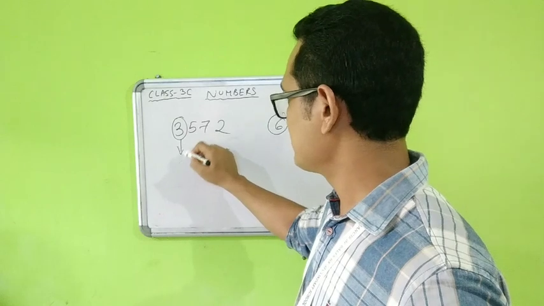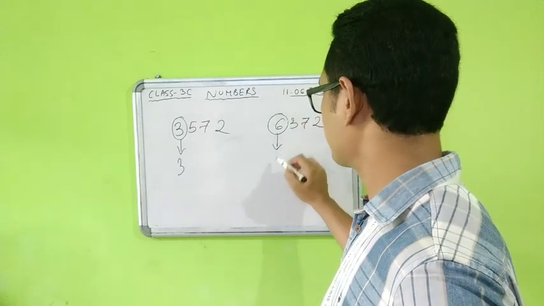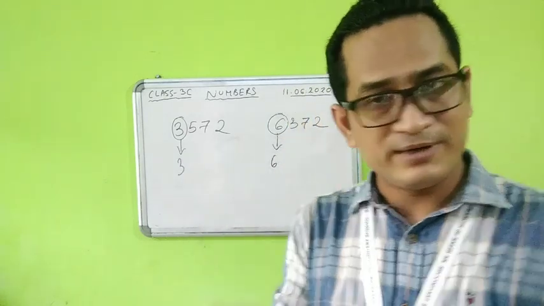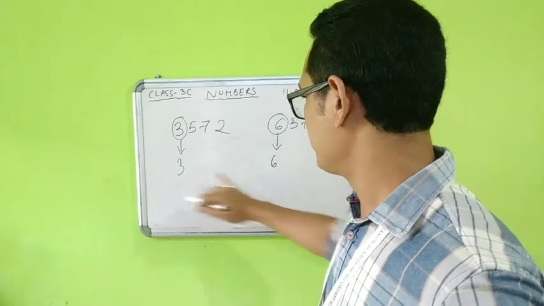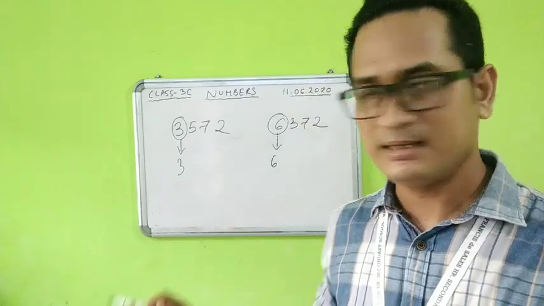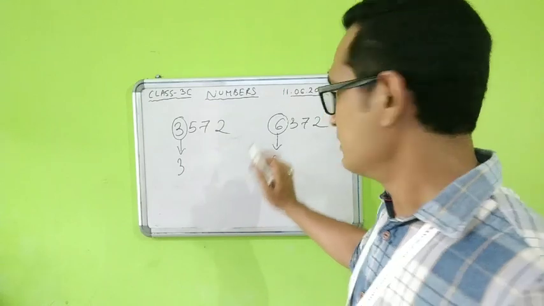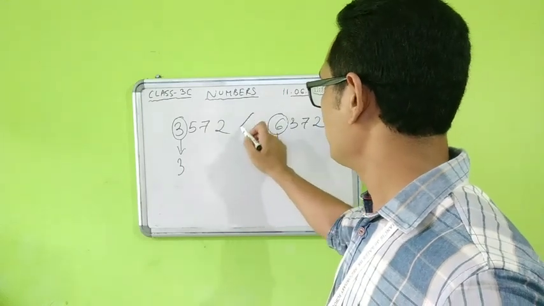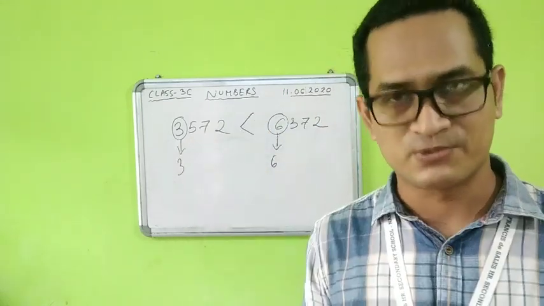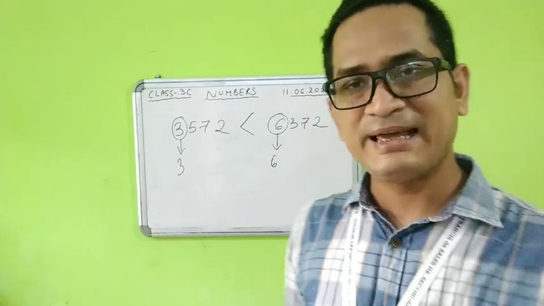If you see, it has 3 here and this has what? 6. Now obviously you can say which one is greater, 3 or 6. Obviously 6 is greater, student. So if 6 is greater, this number is greater than the first one. Fine. So it's a very easy way.